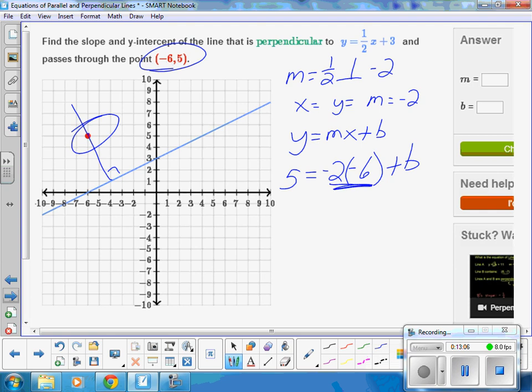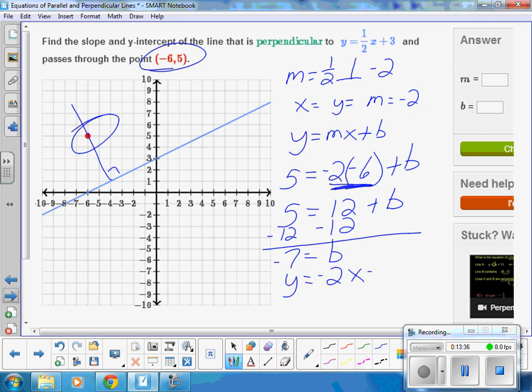I'm going to have to do this math. 5 equals 12 plus b. I need to get rid of the 12, so that means I subtract 12 from both sides. Negative 7 is equal to b. Again, barring any mistakes, the equation of my perpendicular is going to be y equals negative 2x minus 7, because b is equal to a negative 7.